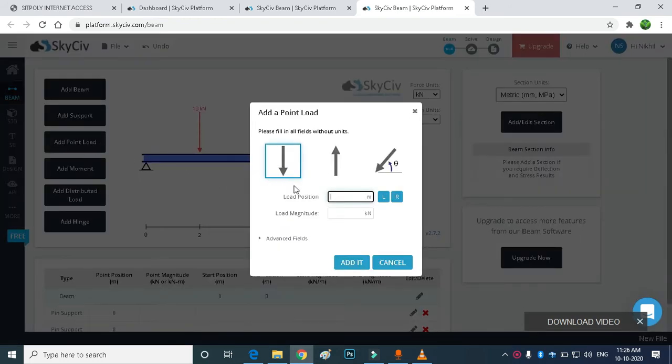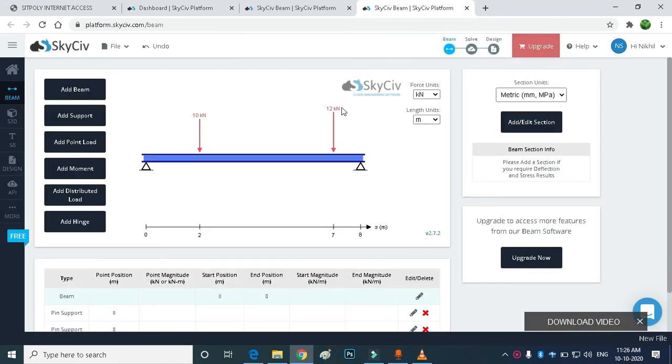Suppose another point load is acting, I will click on add point load. Then suppose it is acting in downward direction. While defining the load position, suppose that acts at 7 meter from the left hand side and its magnitude is 12 kilonewton. By putting those values and clicking on add it, I can find that 12 kilonewton load is acting at 7 meter from the left hand side. Okay, so here you can see 7 meter is written and the load is 12 kilonewton from the left hand side. So now we have 2 point loads.